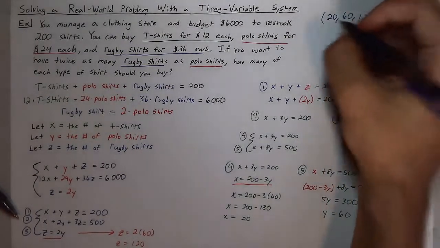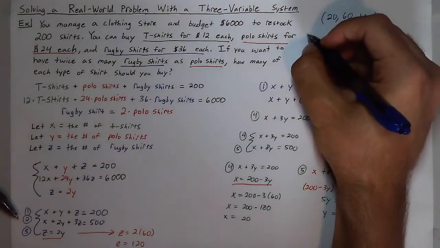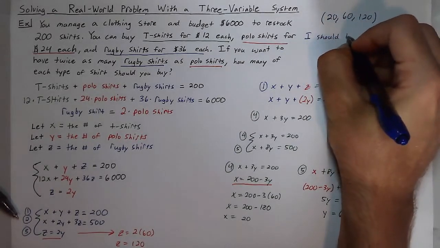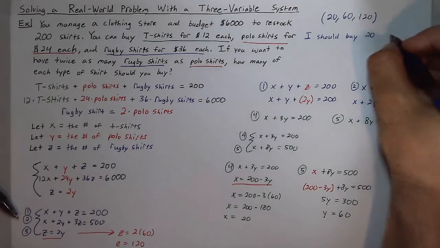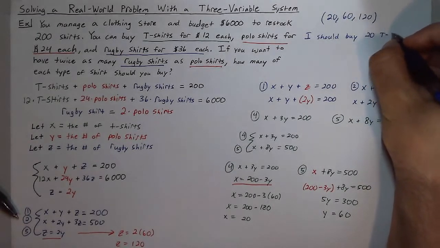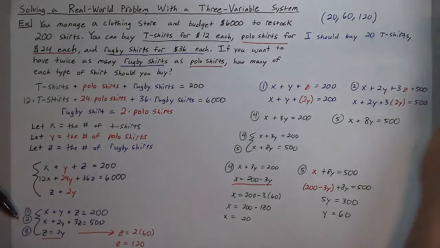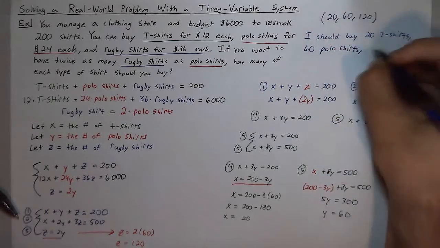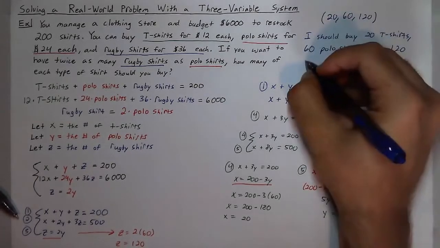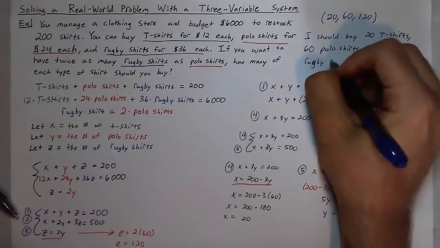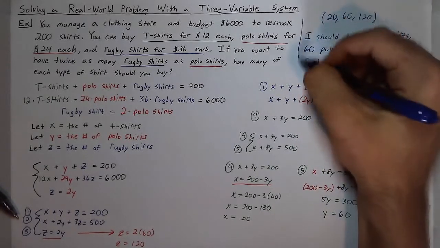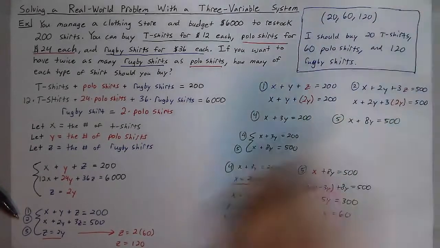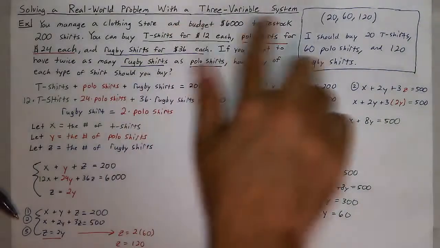But to interpret my answer, I would need to buy, I should buy 20 t-shirts, 60 polo shirts, and 120 rugby shirts. It is very important that you interpret your answer when you're solving word problems. And that is how you solve a real-world problem with a 3-variable system.